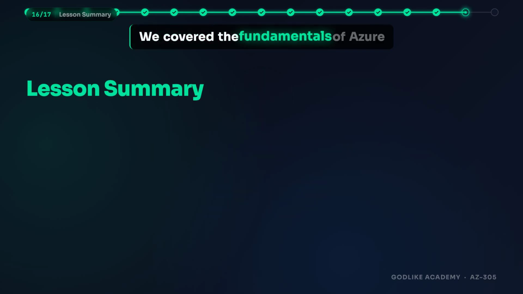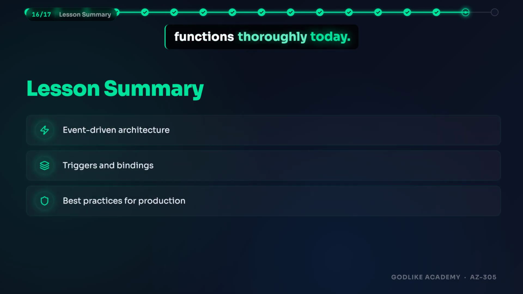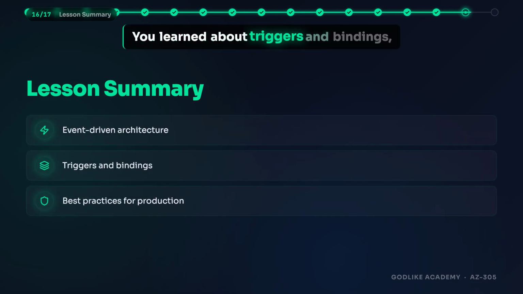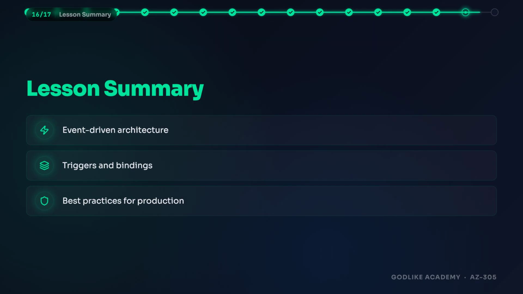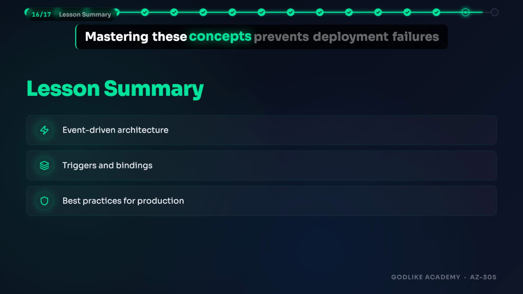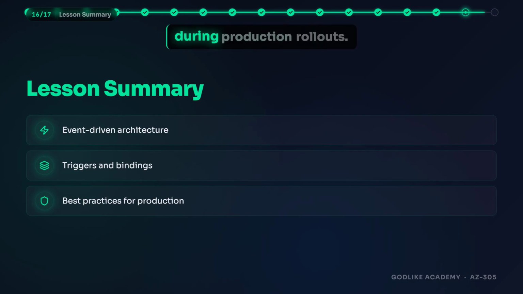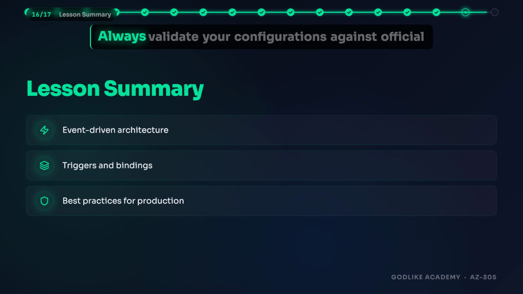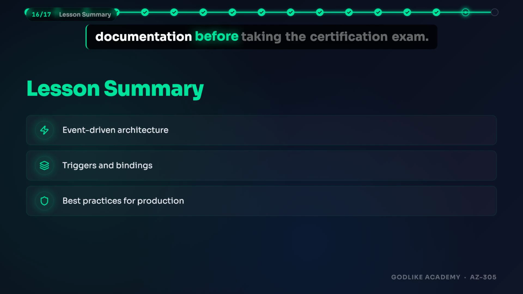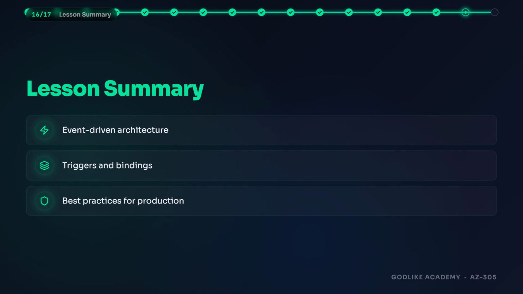We covered the fundamentals of Azure functions thoroughly today. You learned about triggers and bindings, built a queue processor using Service Bus, and applied best practices like atomic design and idempotency. Mastering these concepts prevents deployment failures during production rollouts. Always validate your configurations against official documentation before taking the certification exam.